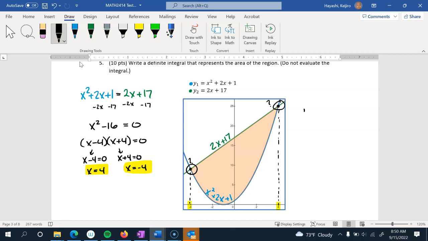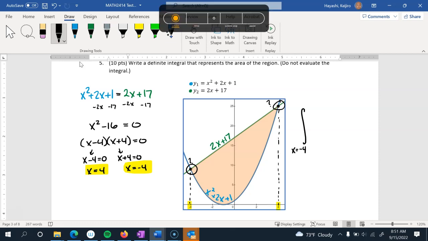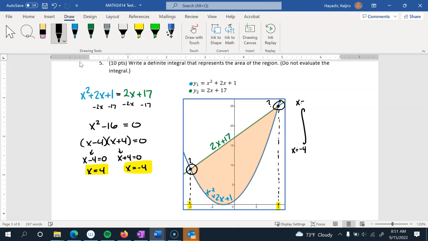Okay, so the integral is simply the integral from -4, and you can say x equals -4 if you'd like to be more specific about it, to x equals +4 of the top minus the bottom. And the top is simply the 2x plus 17. Minus the bottom, which is the x squared plus 2x plus 1. Dx.